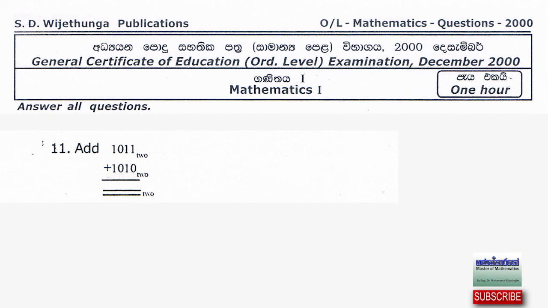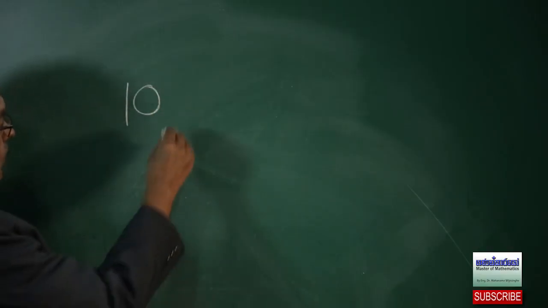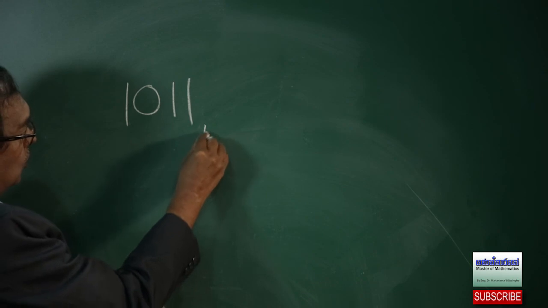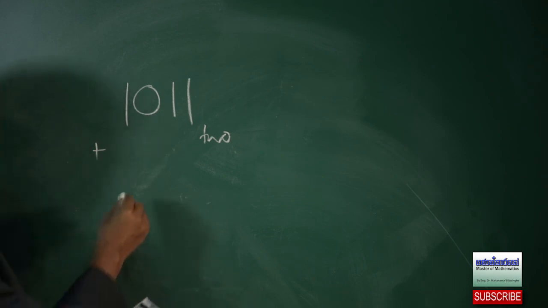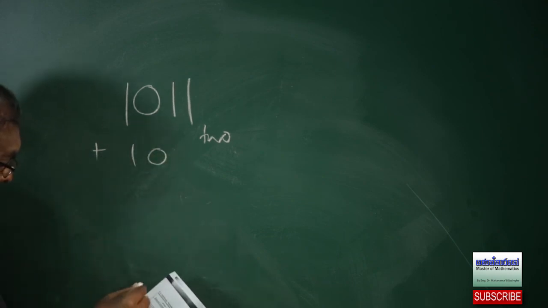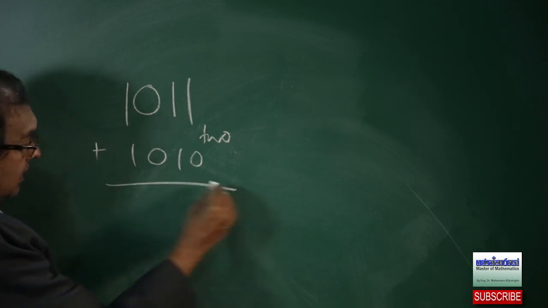1011 base 2 plus 1010 base 2. Normally we are handling base 10, but here it is mentioned that the base is 2. This addition, how do we do that?